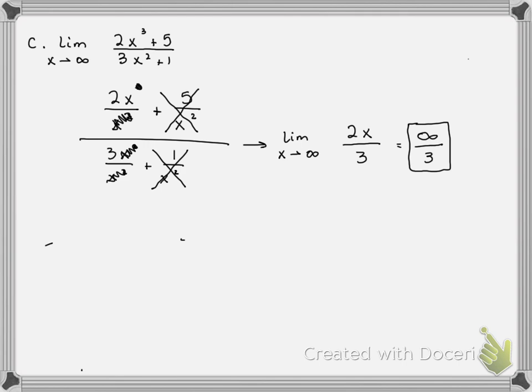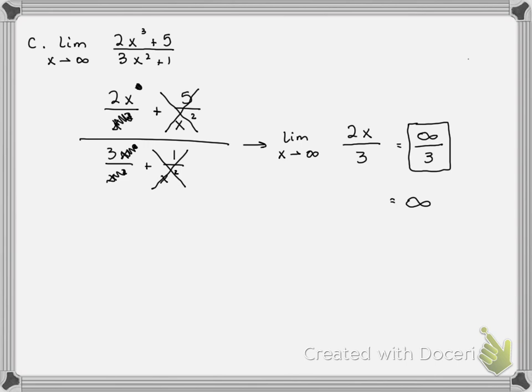Okay? Remember, limits at infinity have to be a number answer. Infinity divided by 3 is infinity, and we can't have that here. That is not going to work. So that's why we have an oblique or slant asymptote, and I'm going to show you how to find the equation for that slant asymptote.